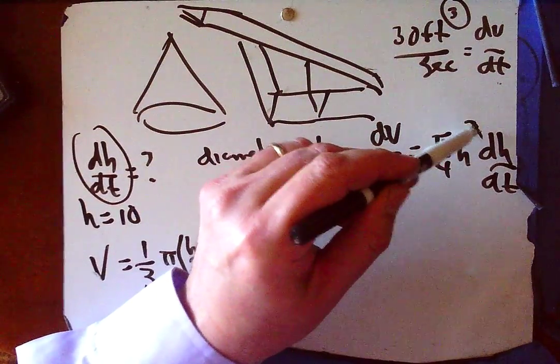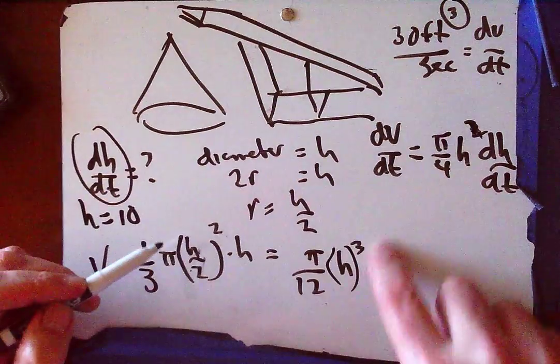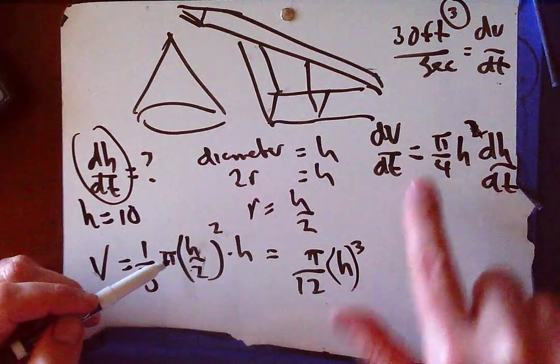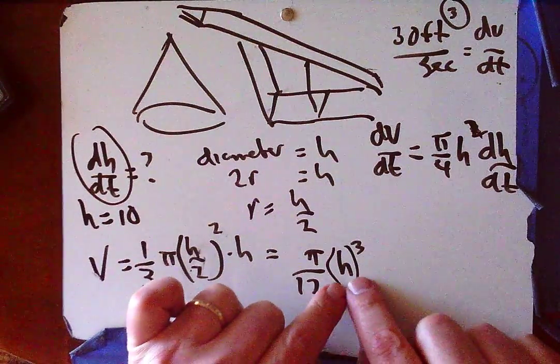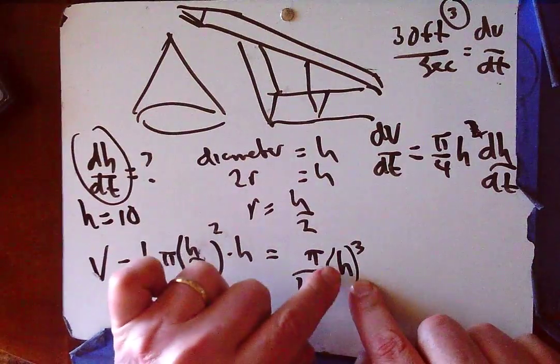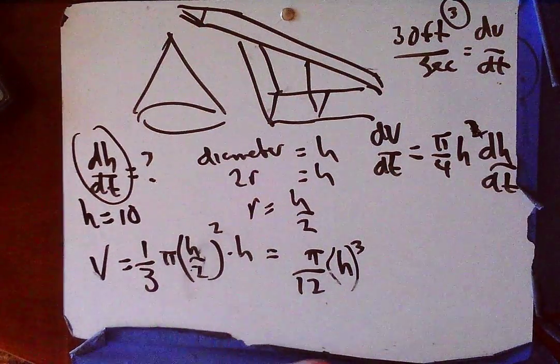Remember, we have to come back and take the derivative of that inside function. We did the derivative of the outside cubing function. That was bringing down the 3 and canceling with that 12. But we have to then go back and take the derivative of this with respect to time, which is why this says dh/dt over here.